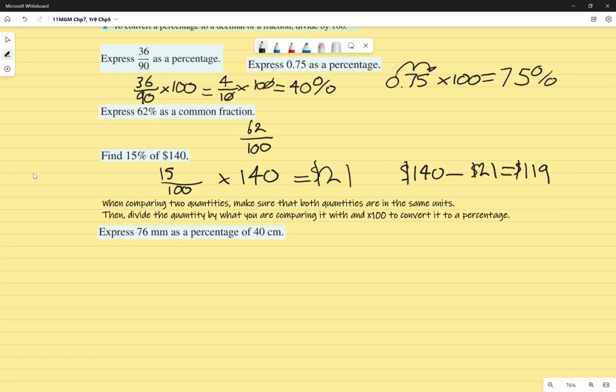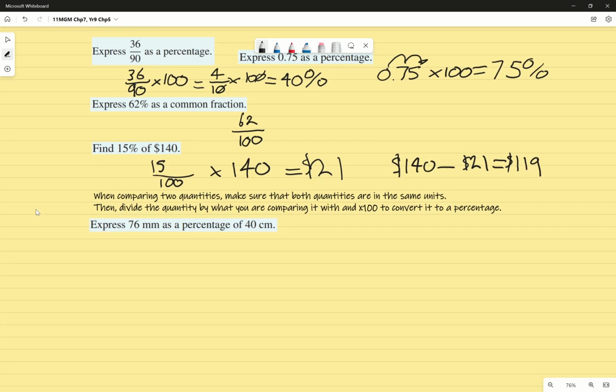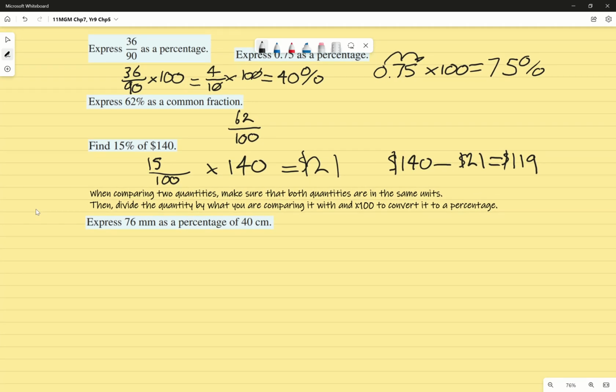So we'll just look at comparing two quantities. We'll look at expressing 76 millimeters as a percentage of 40 centimeters. First of all, what's the first thing that you can see in this question that we might have to do before we move on? Can we express it as it currently is in those units? No. So what will we have to do?